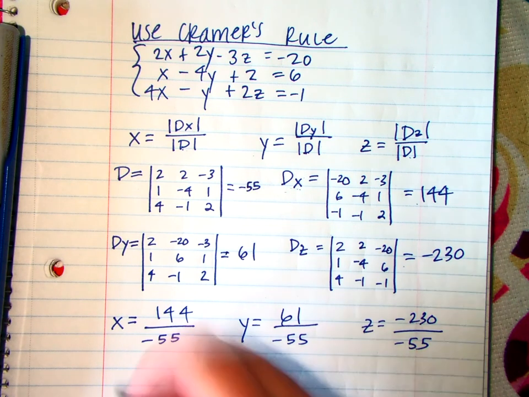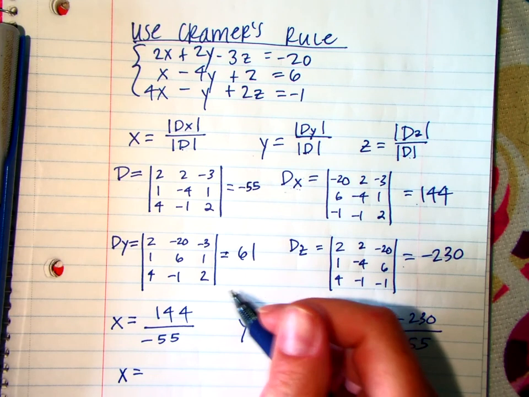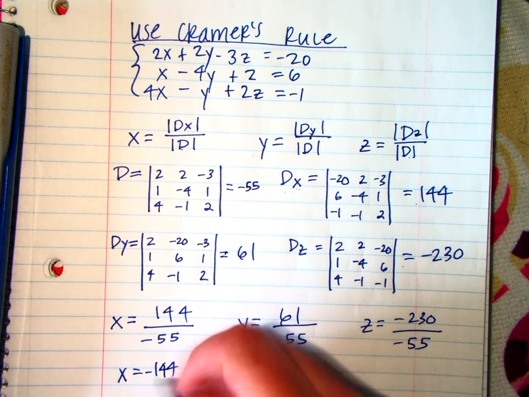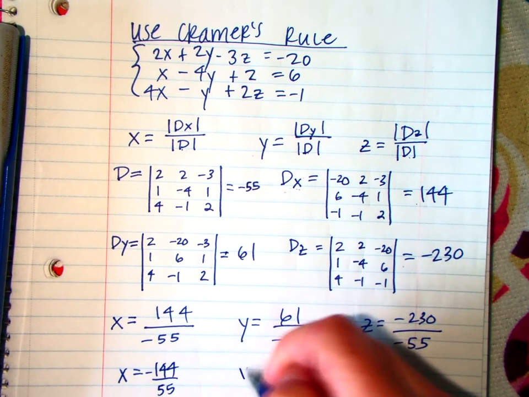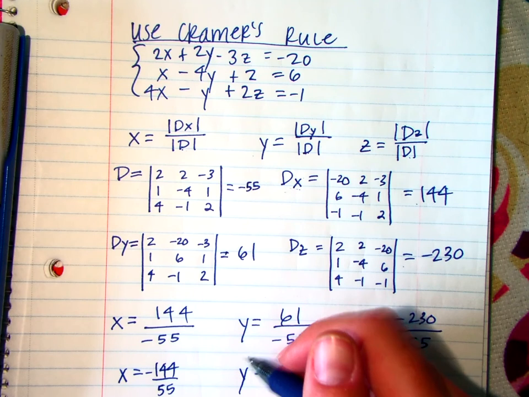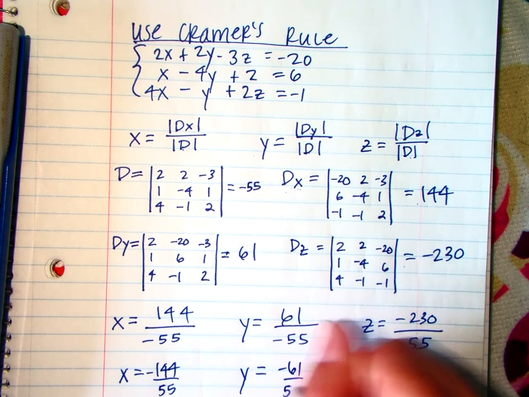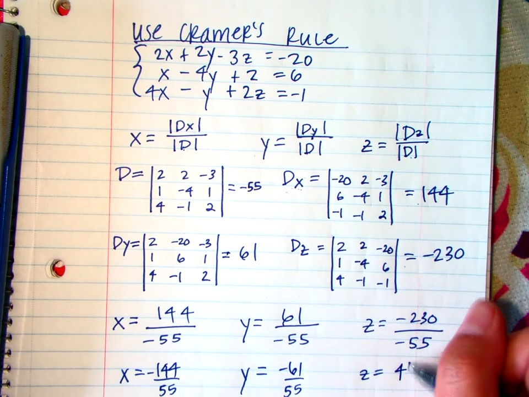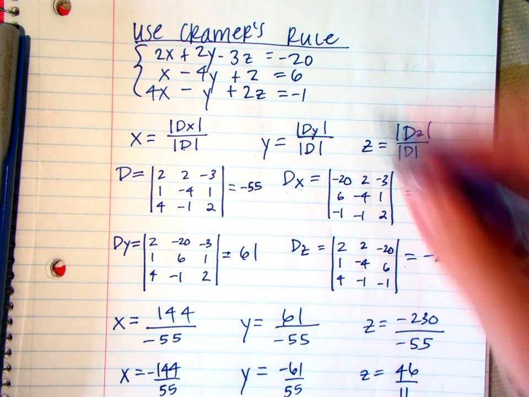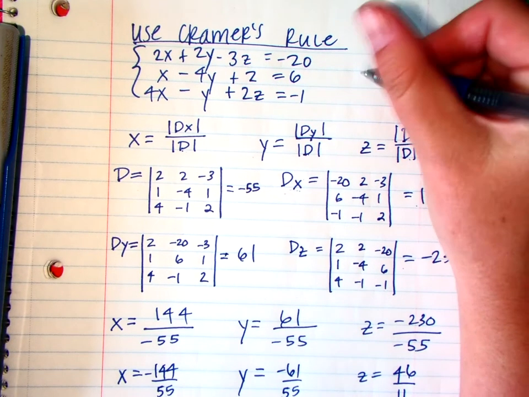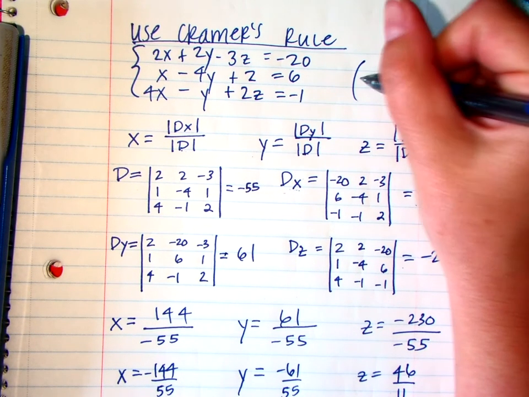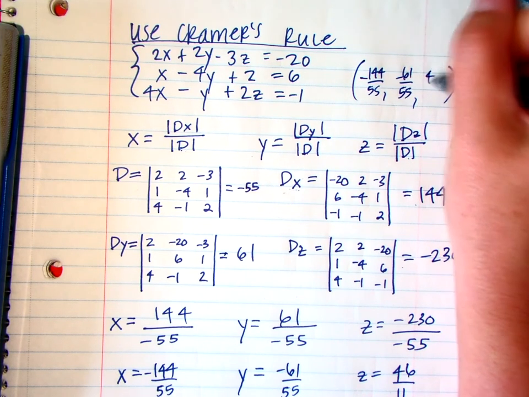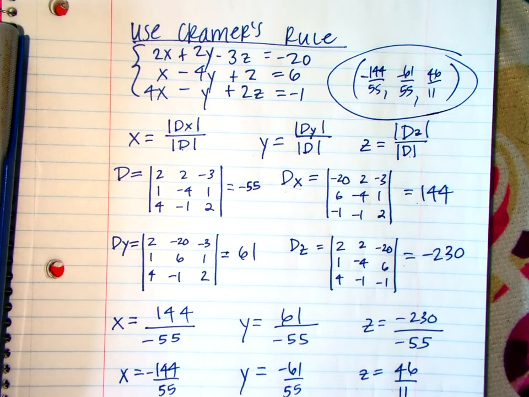We can simplify this if you want to. If it can be, remember, we should simplify them. So this one, you can make it a decimal. It's -144/55. Y cannot be simplified: -61/55. This one can be simplified. They're both negative also, so 46/11. So these three lines in 3 dimensions would intersect at -144/55, -61/55, and 46/11. And there is our solution.